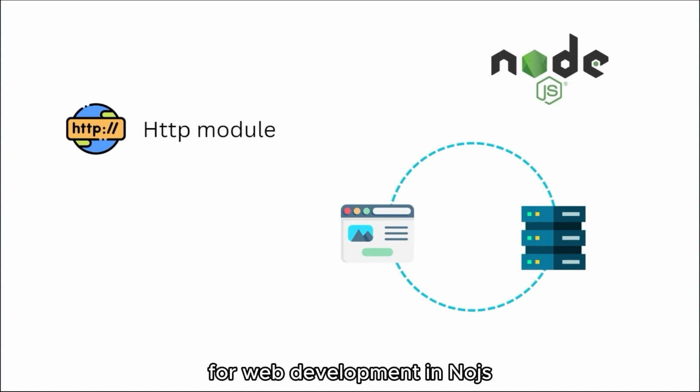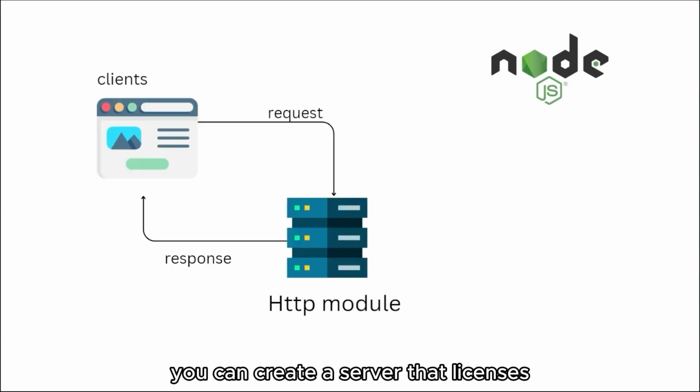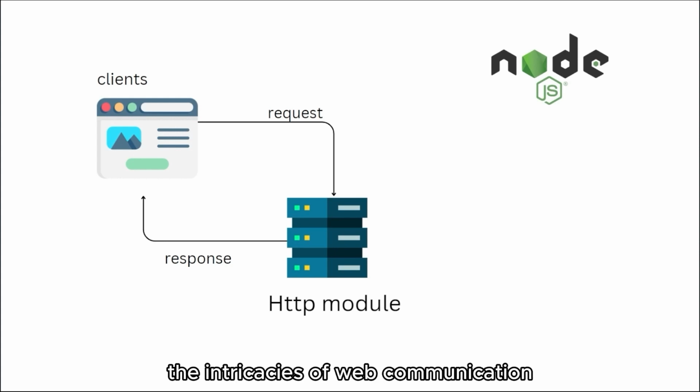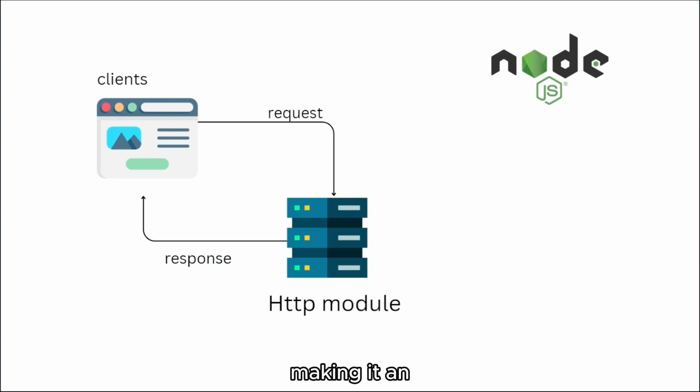web development in Node.js. With this module, you can create a server that listens for incoming requests from clients and sends out corresponding responses. This allows you to build web applications, APIs, and other network services that can handle user interactions and deliver dynamic content. In essence, the HTTP module is a foundational component of Node.js web development that empowers developers to handle the intricacies of web communication, making it an essential tool for building modern and interactive web applications.